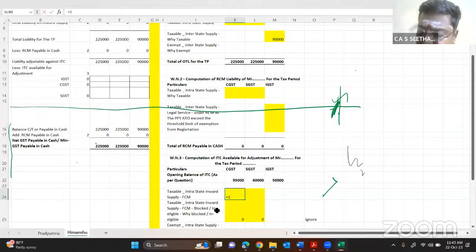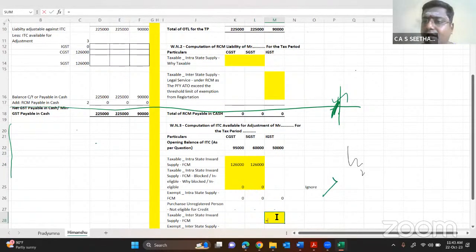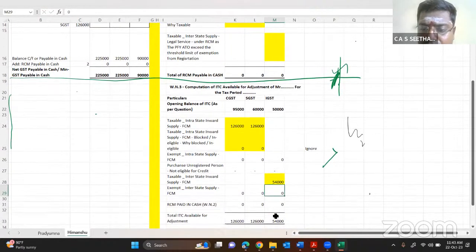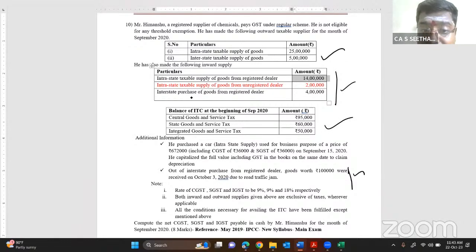So here it is. And interstate taxable supply, it is 4 lakh minus 1 lakh. Net effective is only 3 lakhs. We should take only 3 lakhs here. 3 lakhs into 18% we should take. And we should also write a note, 1 lakh we are not supposed to take. Okay. So all the 3 points we have done. This point is also done. This point is also we have done. This ticking down is very important.